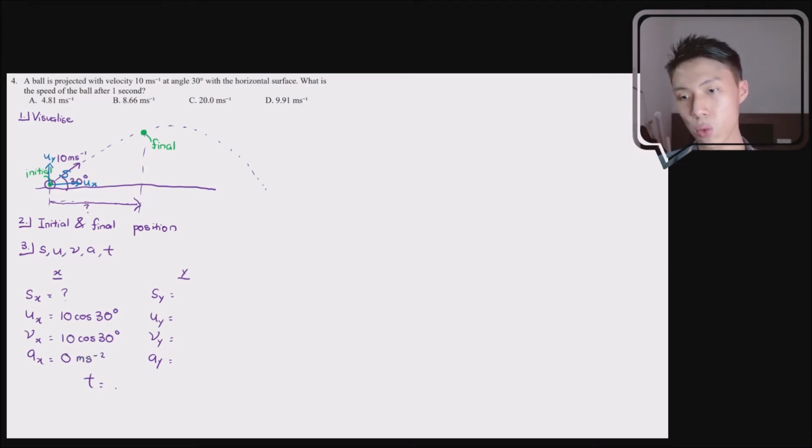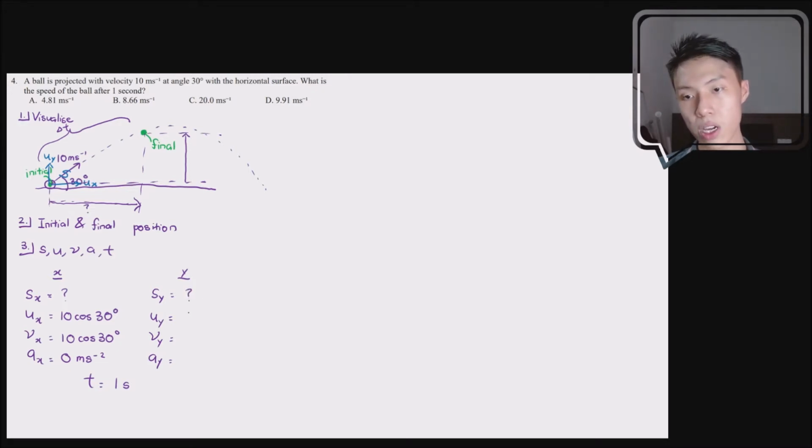So the time is 1 second. That's what they ask. The time is the time taken to go from the initial to the final. What is the amount of time elapsed to go from initial to final? 1 second. Okay, so now let's move on to the y component. Sy will be the displacement from the initial to the final in the y component. But we don't know much about the final position, so we cannot determine Sy as well.